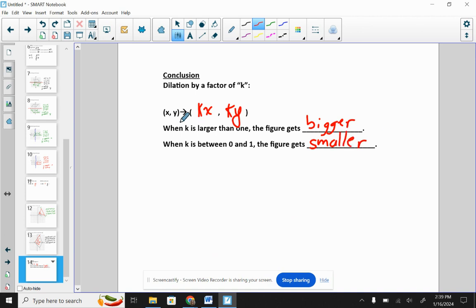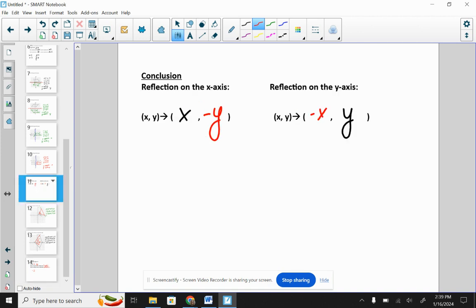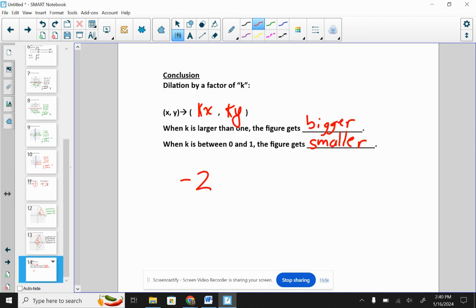Now, something really interesting you're going to notice is that you don't see a negative here, okay? Because if we did a factor of -2, that's actually a combination of a reflection and a dilation. The negative in front of something is a reflection and a dilation, so be careful with that. That's why you're only going to see K bigger than 1 or between 0 and 1, because as soon as there's a negative involved, it's a combination of a reflection and a dilation. Okay, so that is a summary of dilations.